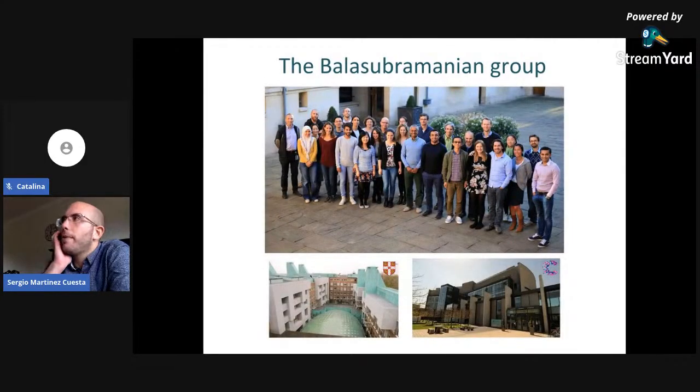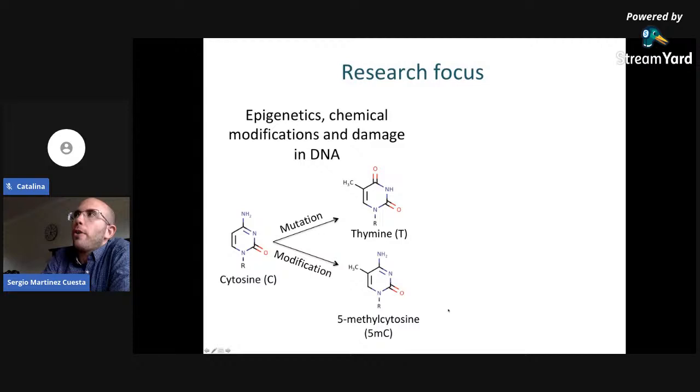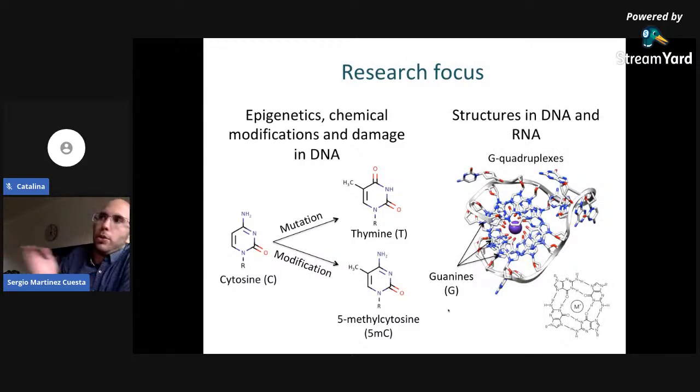So this is the Balasubramanian group. We're a very multidisciplinary group composed mainly of chemists, biologists, but also computational biologists, more informaticians. And we're based both at the Department of Chemistry in Cambridge downtown, but also in the biomedical campus in the south of Cambridge at the Cancer Research UK. The research focus of our group is twofold.